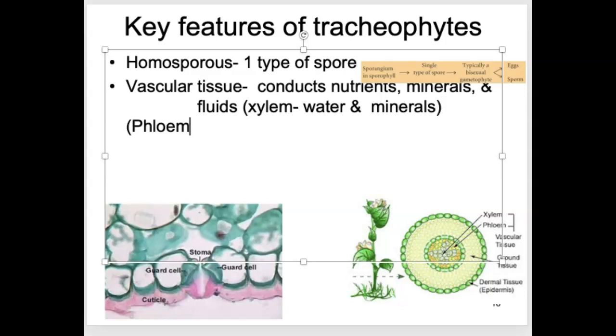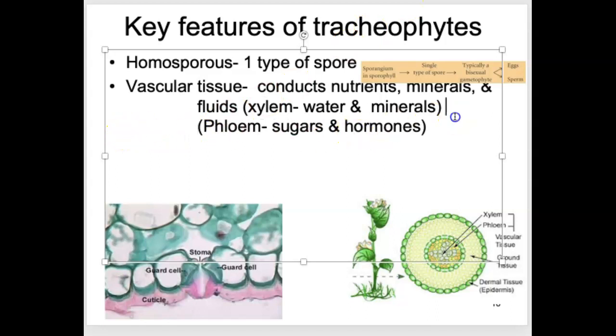Phloem is going to be working primarily with sugars. So, well, let's add hormones in there. So what we'll see is a pattern where, in general, xylem is carrying things up in the plant, phloem is carrying things down. So roots to shoots, shoots back down to roots. So again, we'll come back to this at a later point.